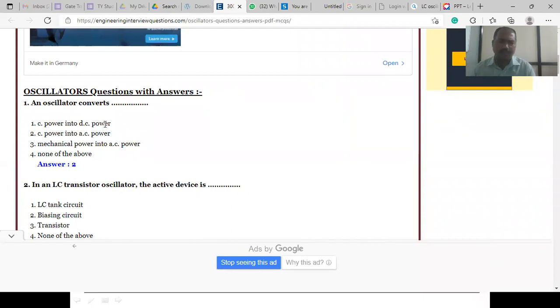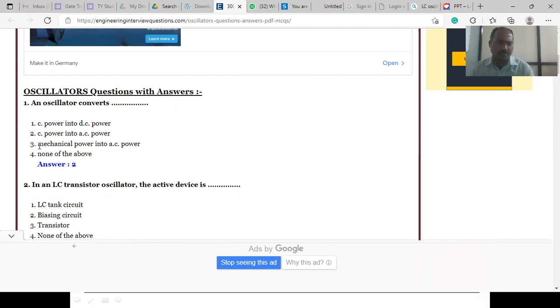Power into DC power, that is wrong. Power into AC power, right? We know that the power indicated is the DC power and it should be converted into the AC power. So this is the right answer, because in the PPT of the oscillator it is written that an oscillator is the device which should convert the DC power into AC power. So this is the answer.